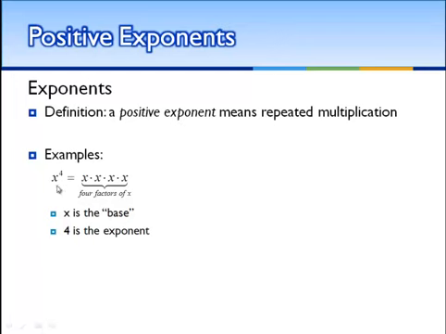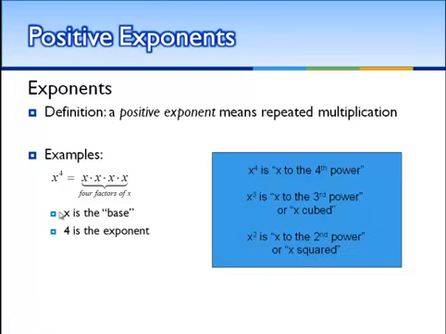If you notice here, you see x raised to the fourth power. What that little 4 means is that x has to be multiplied by x 4 different times. So x times x times x times x. We have names for each of these things. X is called the base, and that little 4 is called the exponent.